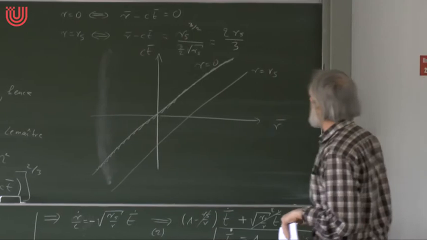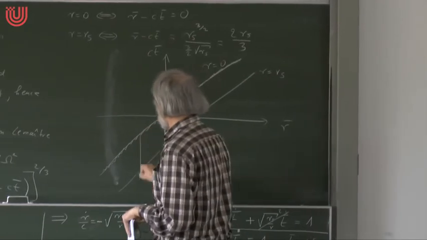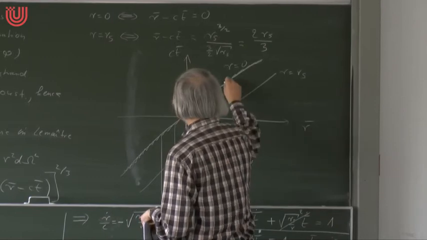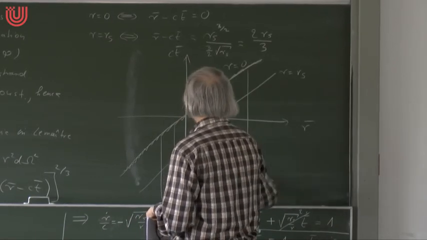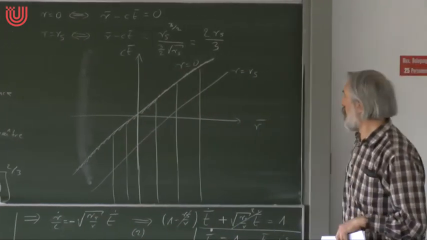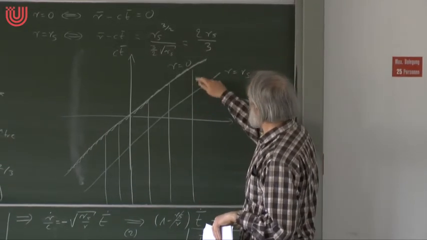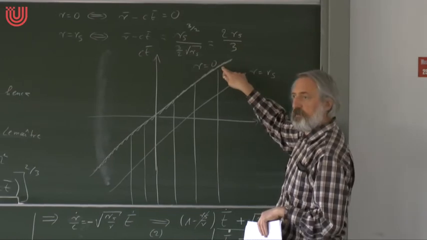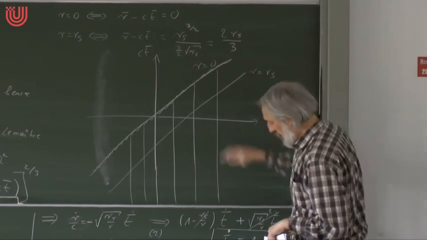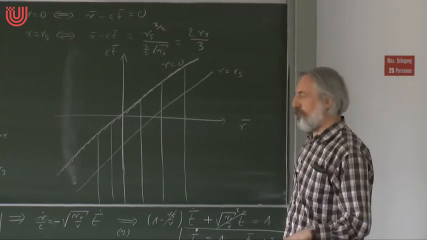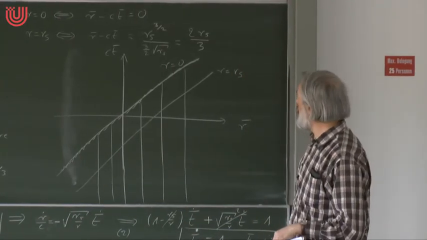And our infalling observers, our Painlevé-Gullstrand observers, are just straight lines. So you see, they come from infinity, they cross the horizon, and they end up in the singularity at the center. So it's the same picture as we have there. It is just a little bit distorted, so that the world lines become vertical.